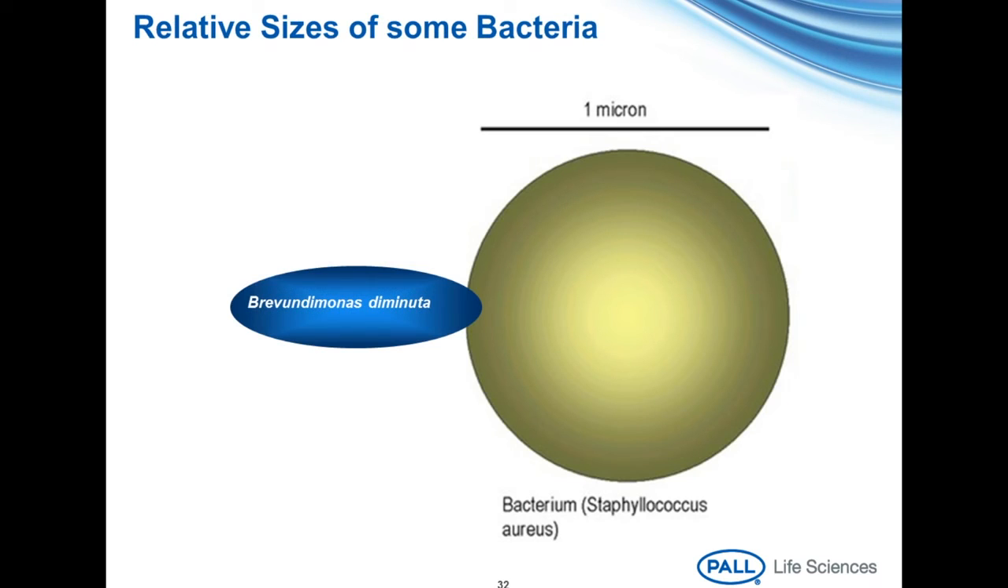Brevundimonas diminuta is a very small gram-negative motile bacterium. It was chosen as a reference test organism due to its ubiquity, its small size, and the ease of culture. It's important, of course, to use a test organism that is small, but it's also important to use one that's easily cultured so you can be sure you can detect it if it does get through the filter. And this is a comparison size slide just showing how it compares relative to some common pathogens.